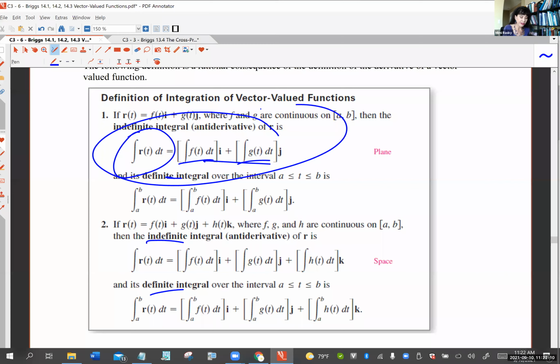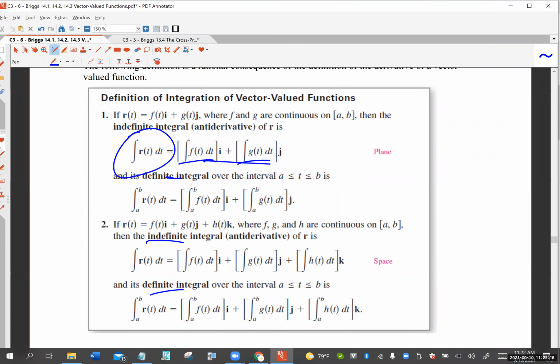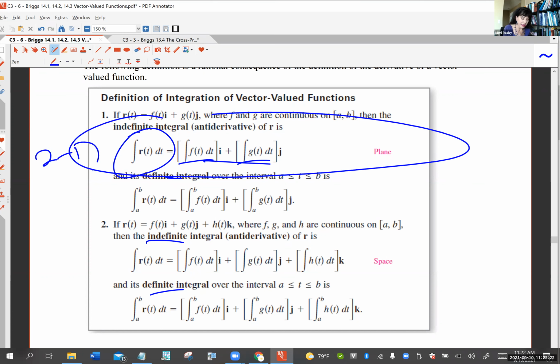That when you take an indefinite integral, you get a plus c? Does anybody remember that? Yeah. Good, because they're not showing you that here. So for the indefinite integral, this is the 2D version, they should put plus a constant vector, not just plus c, a constant vector. Okay.